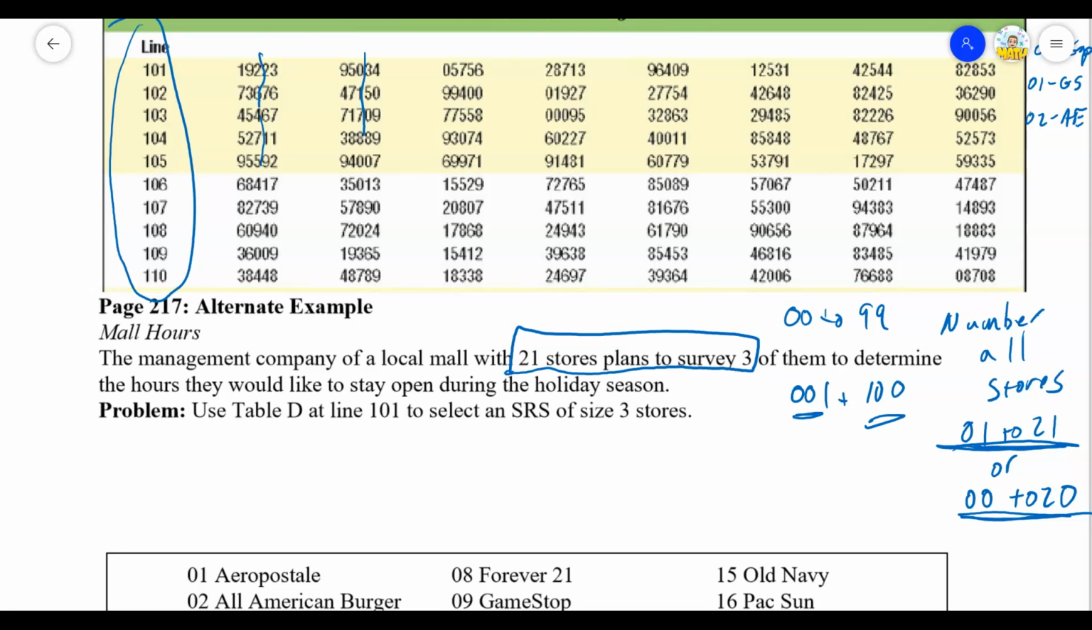So for us, in our situation with just 21 stores, the best way for us to think of these numbers would be 00 through 20 or 01 through 21. So I'm going to come back up to the number table here, and I'm only going to observe 2 digits at a time. Now, some of you are going to get this right away.